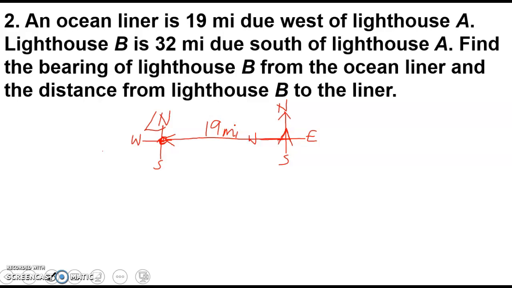So we write 19, the distance it is from the lighthouse A. It says lighthouse B is 32 miles due south of lighthouse A. Okay, from lighthouse A we go south. So lighthouse B will be somewhere here. And of course it's going to have its own north, south, east, and west. And it is 32 miles.